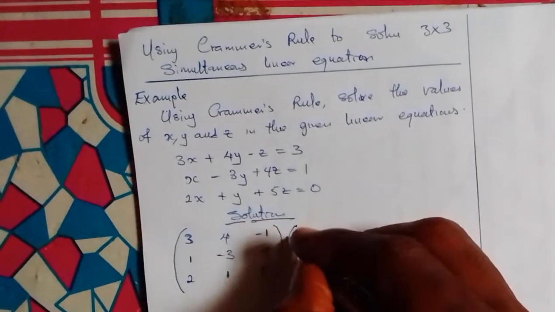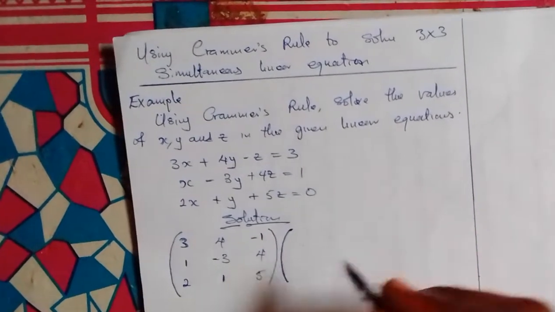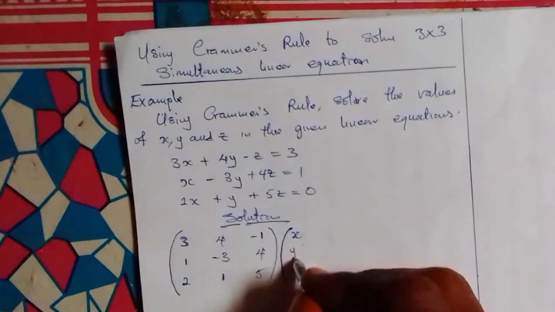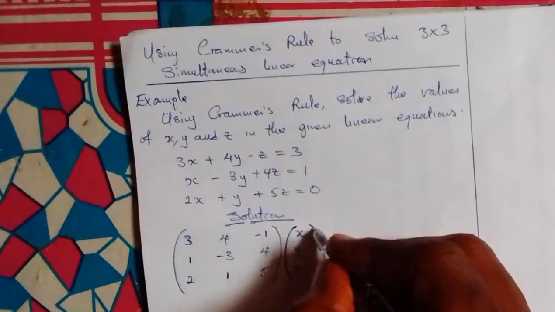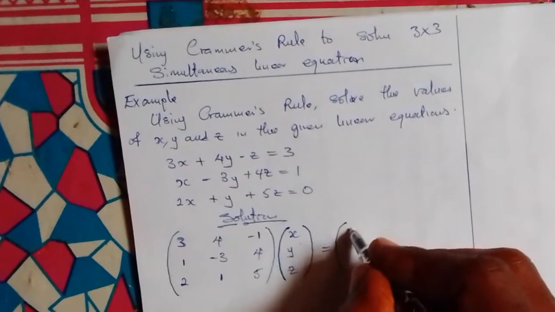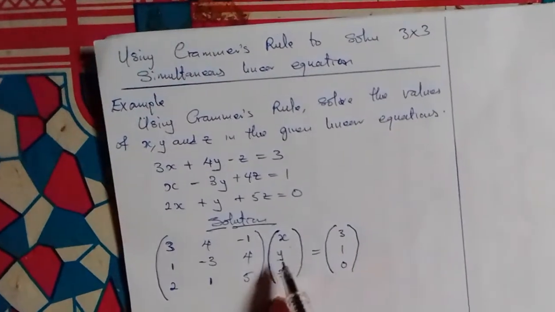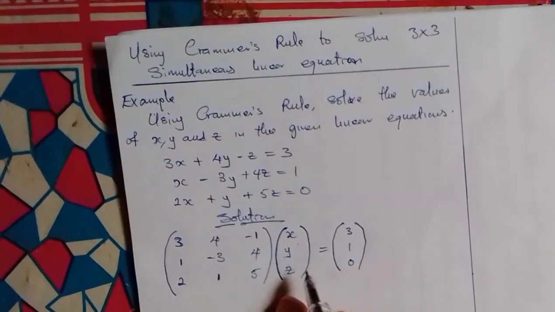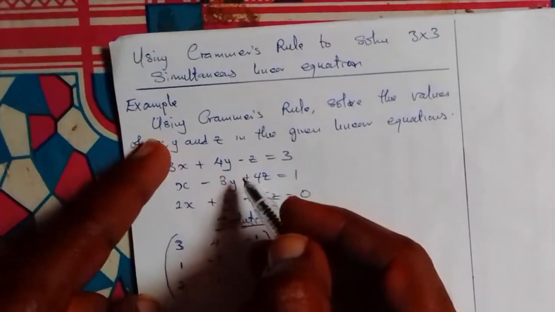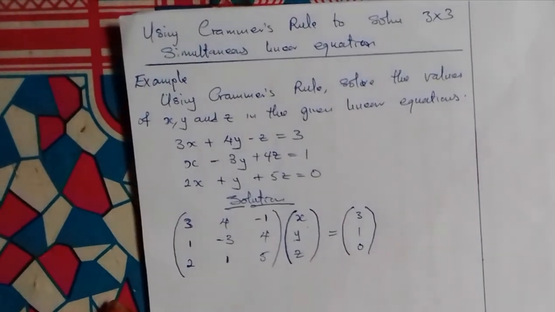Then I will have another bracket here. Then I can insert my variables, which are x, y, and z. And then I will have the equality sign showing the answers in front of the equations. We have 3, 1, 0. Such that if we use what we have inside this bracket, that is x, y, and z, to multiply this, we get this equation back. Are you with me?